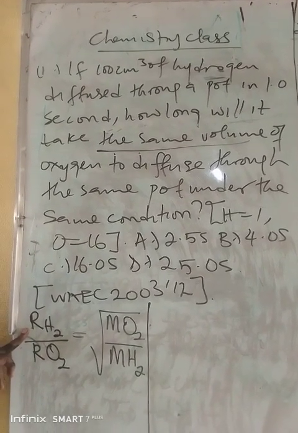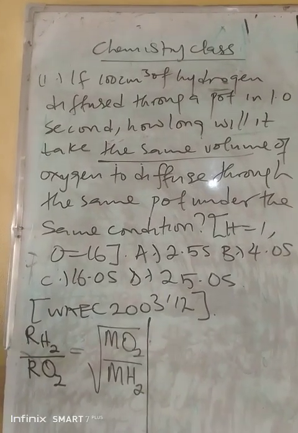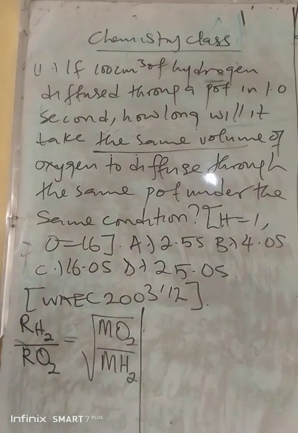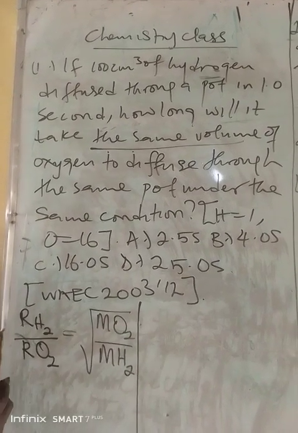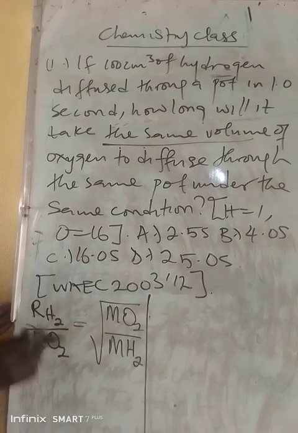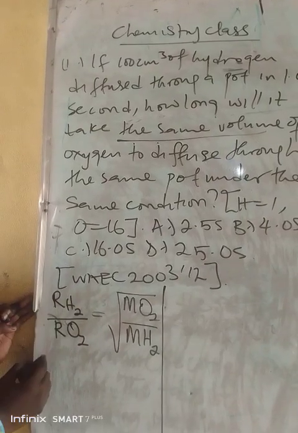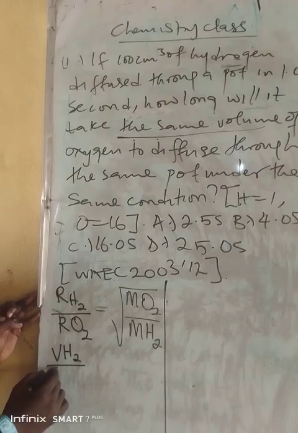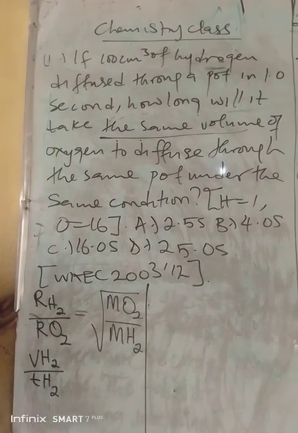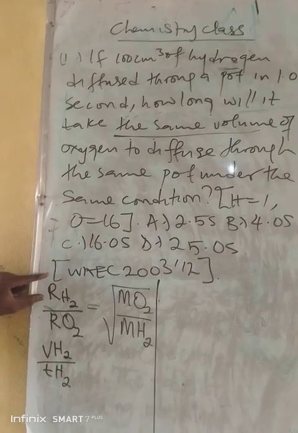We convert it to the time formula. What is the time formula for rate? Rate equals volume over time. So instead of the rate of hydrogen here, we put the volume of hydrogen over the time for hydrogen. Everything now is representing the rate for hydrogen. Are we there now? Yes.